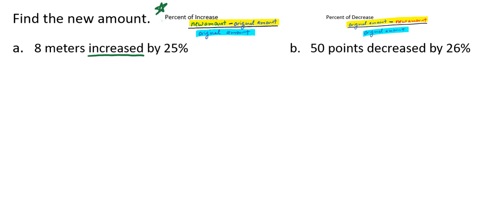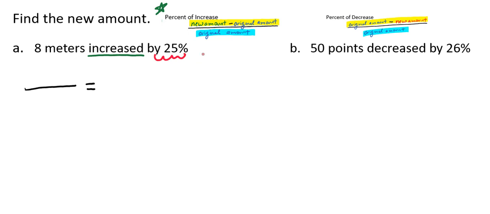So here, we're going to be setting up a fraction. And it says take the new amount, subtract the old amount, divided by the old amount, and that's supposed to equal our percent of increase. So let's look at our example again. It says 8 meters is increased by 25%. So we already have our percent of increase, which is 25%.